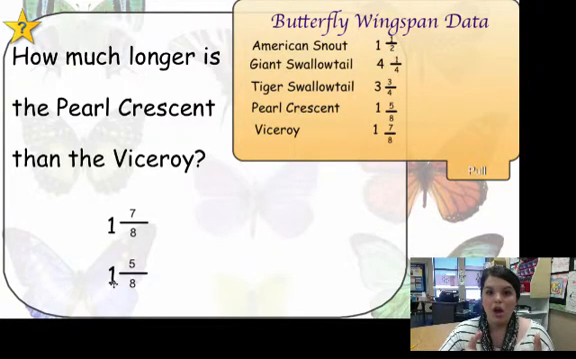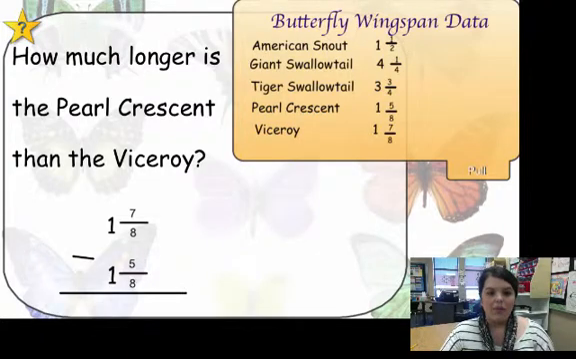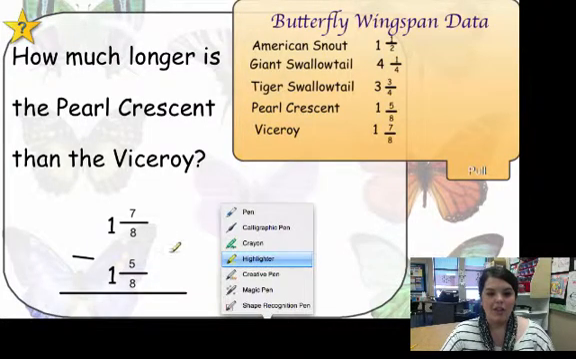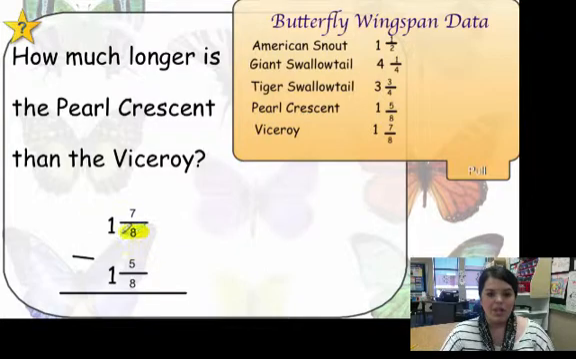Whenever I'm asked how much longer or how much more is something than the other, that's one of those words that indicate subtraction. So let's subtract them. What I really like is that my denominators are the same. Whenever my denominators are the same, that means I'm comparing apples to apples, just like we discussed in class. Apples to apples and oranges to oranges. I'm not comparing apples to oranges with different denominators. So here I'm taking away 1 7/8 and 1 5/8.